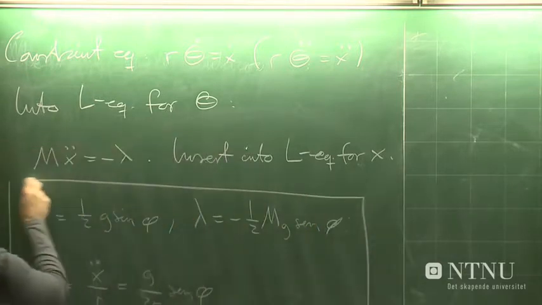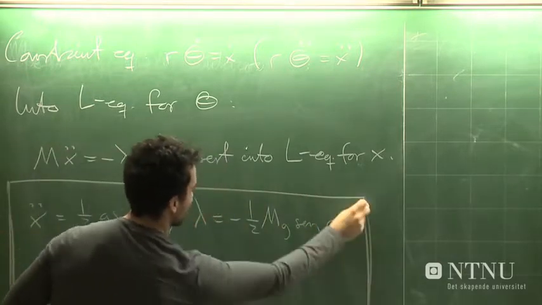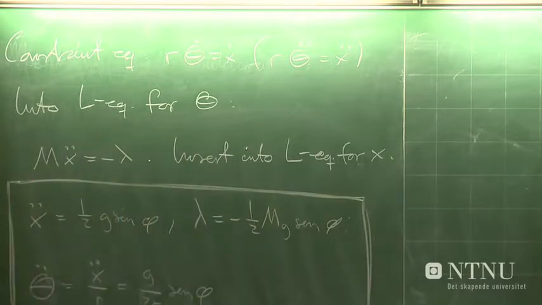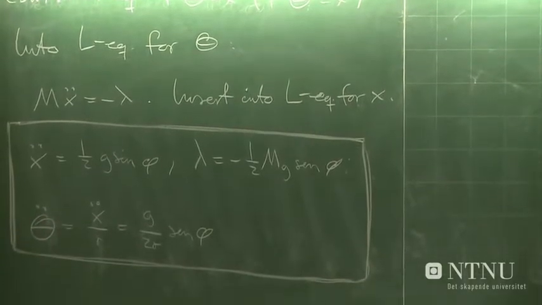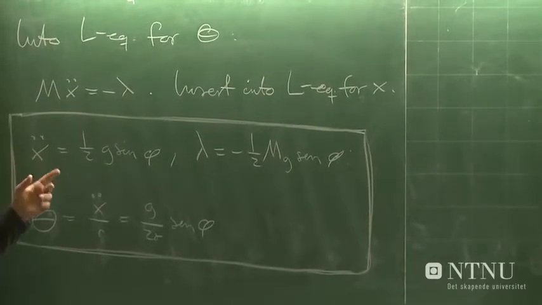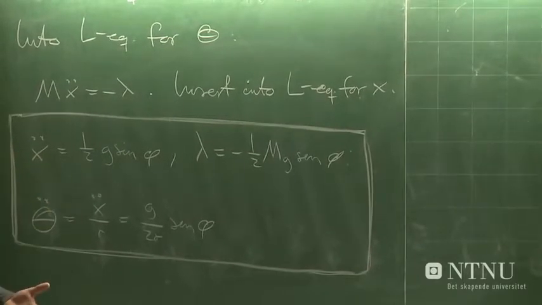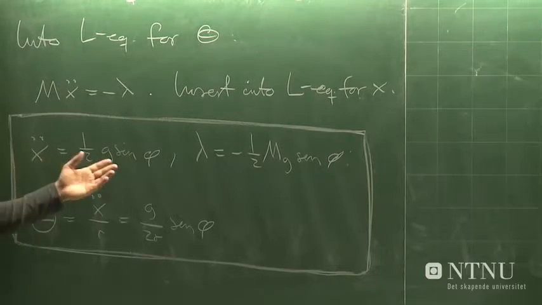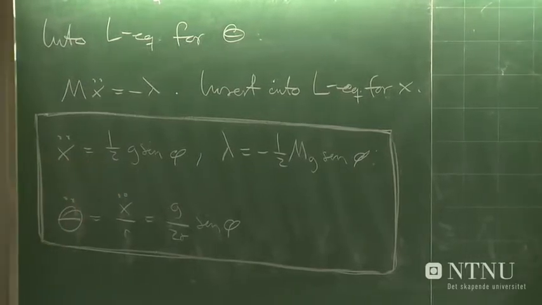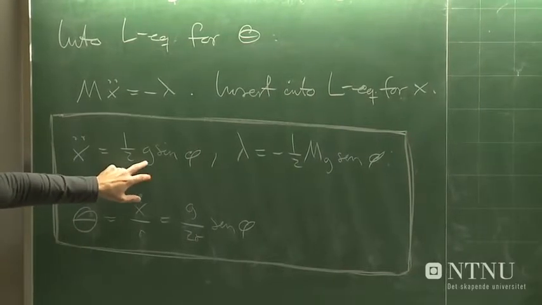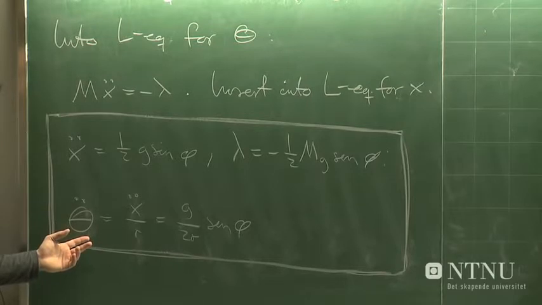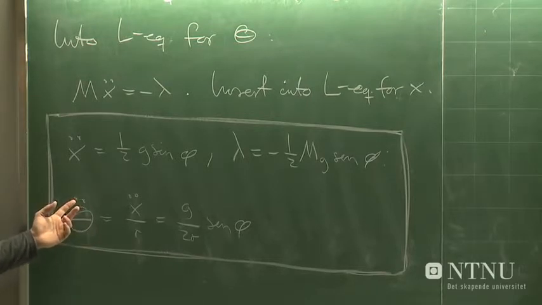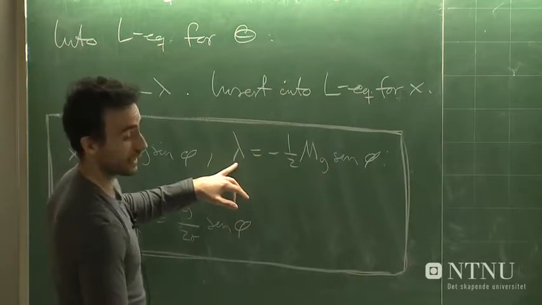So here's the result. We have managed to decouple all of the terms, x, theta, and lambda. The equation of motion for how x evolves with time is given here. The double derivative of x has to be a constant, given by 1/2 g sine phi. Quite similarly for theta double dot. And then we also identified what lambda has to be.